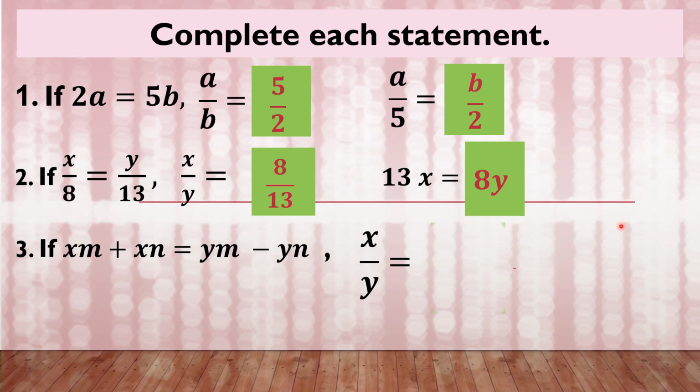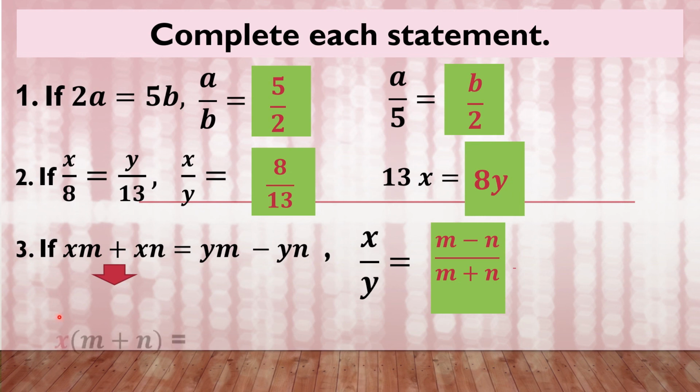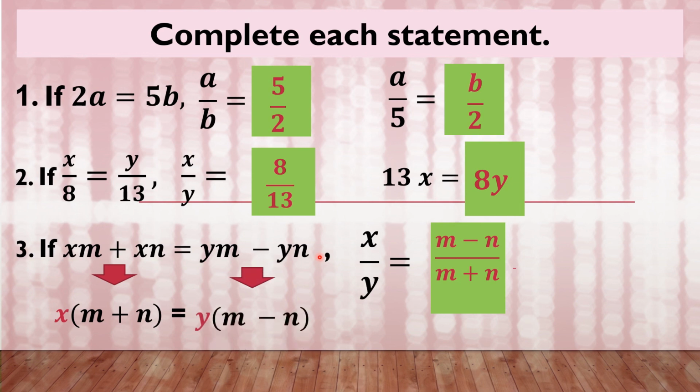So, ang sagot natin dito ay m minus n over m plus n. Sir, paano nakuha yan? Ay, tingin tayo dito. Notice that xm and xn has a common factor, and that is x. Ito nilabas natin sa x. At sa kanan, ym and yn is sharing a common factor, and that is equal to y. Nilabas natin si y.